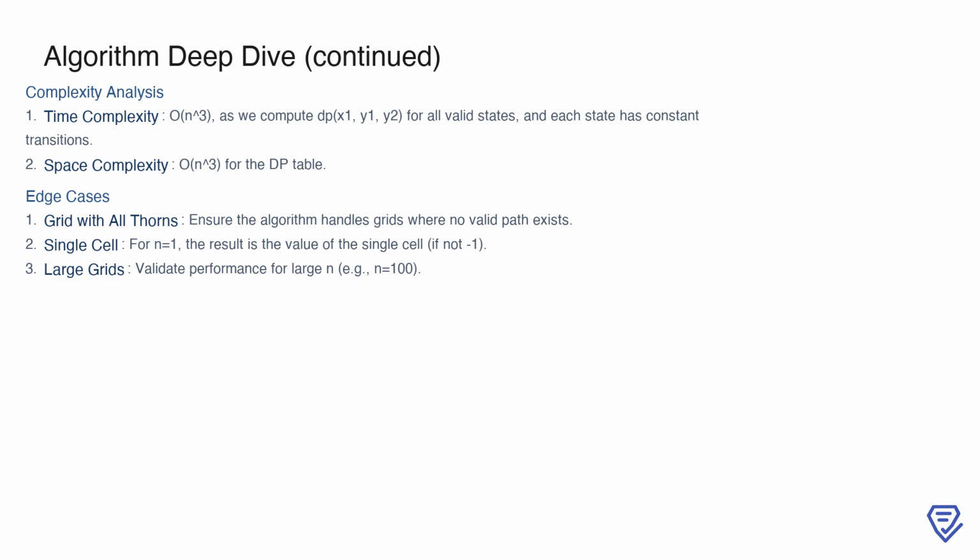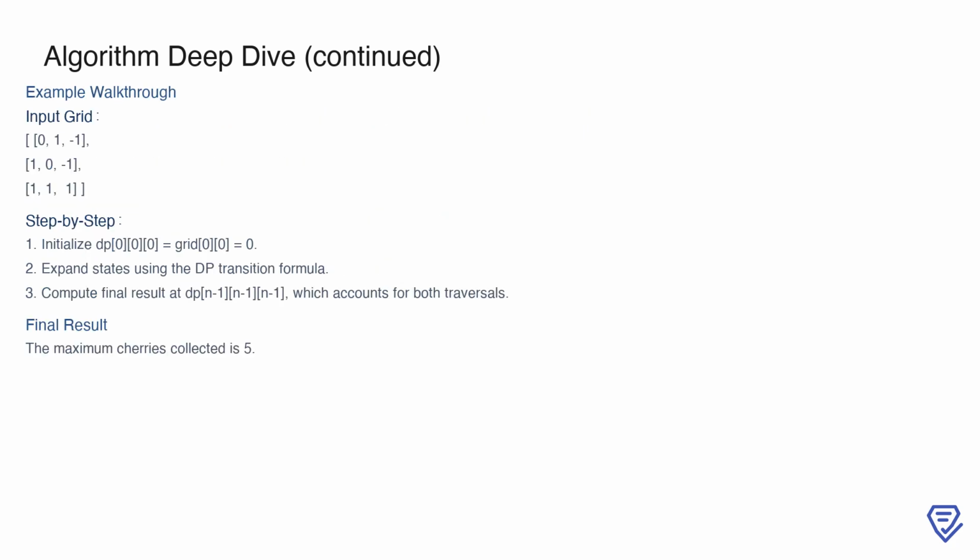Edge cases must also be considered. For instance, if the grid is filled entirely with thorns, the algorithm should correctly handle the absence of valid paths. If the grid contains just one cell, the result is the value of that single cell, provided it is not a thorn. For larger grids, such as n equals 100, the algorithm's performance should be validated to ensure it remains efficient and practical. These considerations ensure that the solution is robust and capable of handling a wide variety of grid configurations. To see the algorithm in action, let's walk through an example.